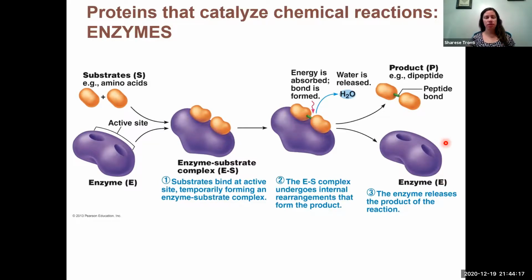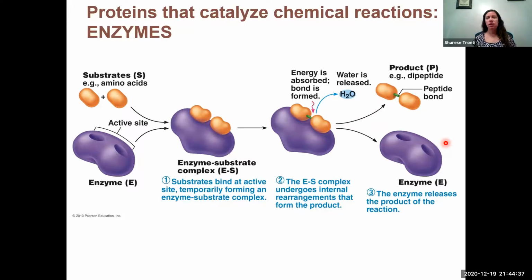Also enzymes. So here's enzymes. I said we would talk about them later. An enzyme is a protein catalyst. It's not going to be affected by the chemical reaction, but it's going to help to speed up these chemical reactions. So there's 3 steps to the enzyme function.